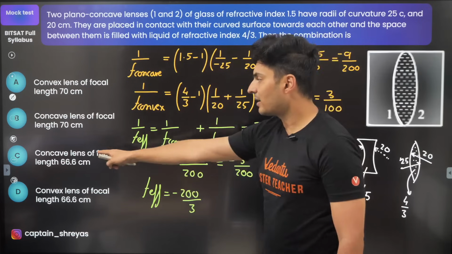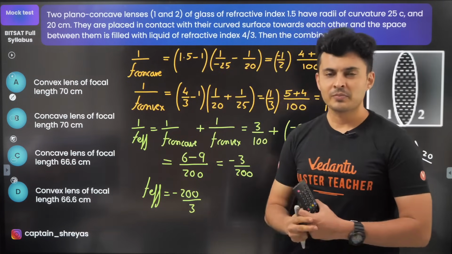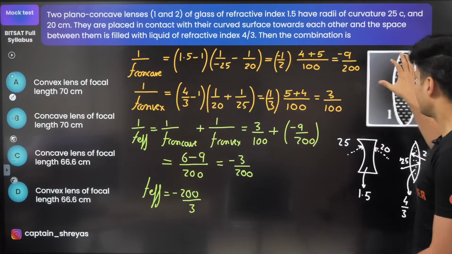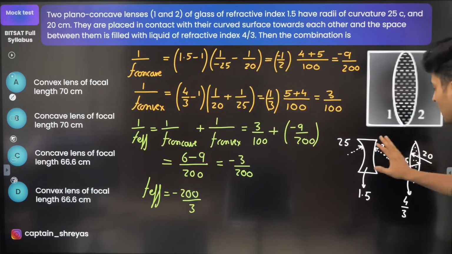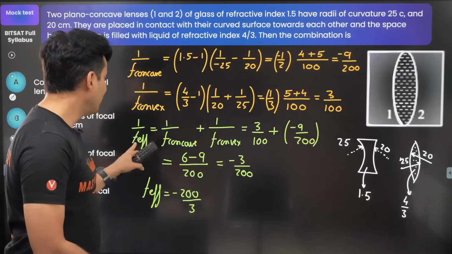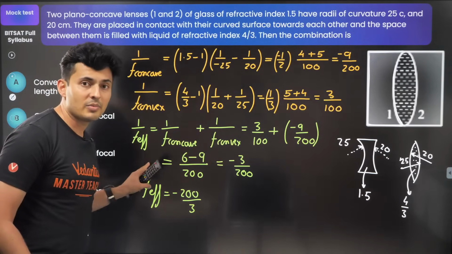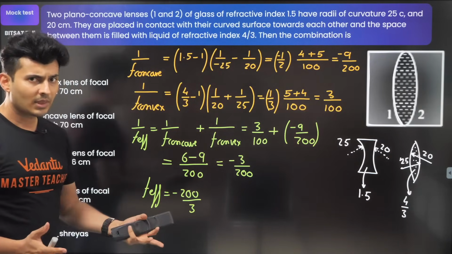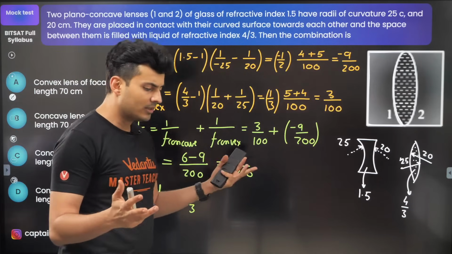That negative sign leads us to a concave lens. So the concept over here was: first simplify the diagram. Then when you see there are two lenses, join them using the effective formula, which is just the addition of the reciprocals of the focal lengths. Is that clear? Everybody with me on this?